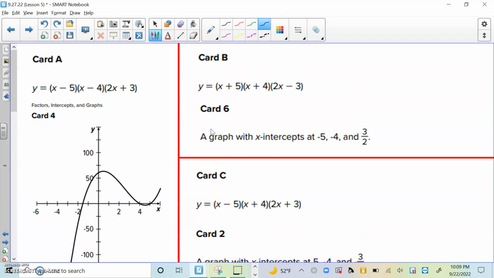So here's one example, the very first one. Here's an equation. This tells us that we have x-intercepts at 5, 4, and this one, if we solved it, set equal to 0 and solve, you would move the 3 over and you would get 3 over 2. That's also 1.5. I'm saying that because it's way easier to find 1.5 on the graph than it is to find 3 over 2. So we got 1.5, 4, and 5.